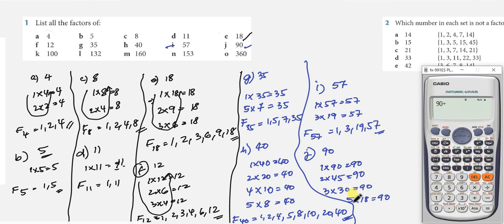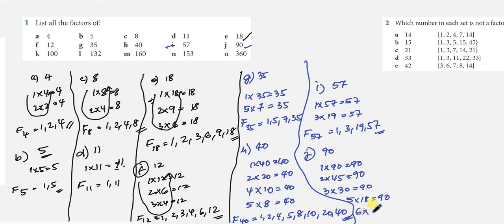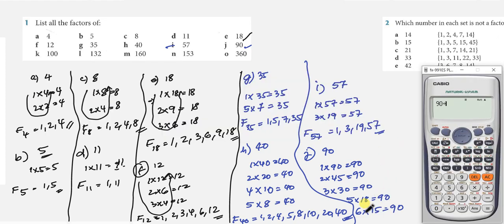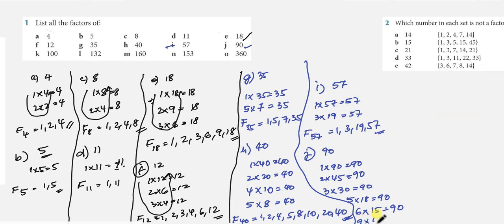90 divided by 6 is 15. Okay, 6 times 15 is equal to 90. Is there any other table for 90? Okay, 90 divided by 7, we can't. 90 divided by 8, no. 90 divided by 9, yes. So 9 times 10 is equal to 90. Sorry, the space is a little congested.